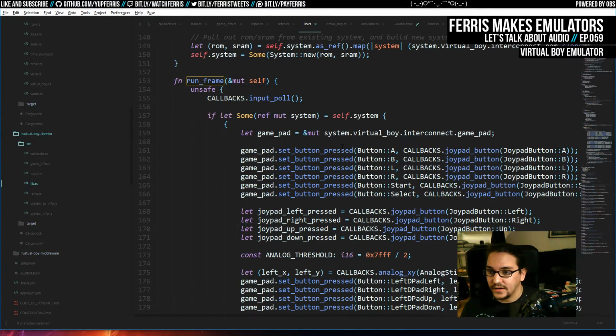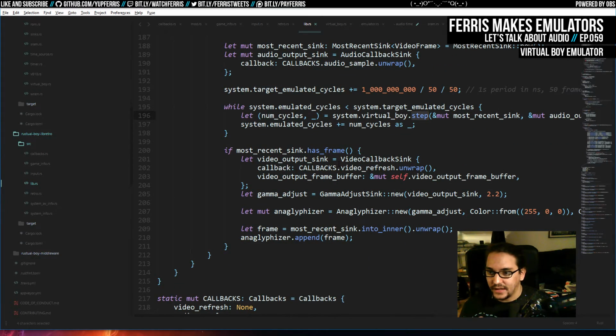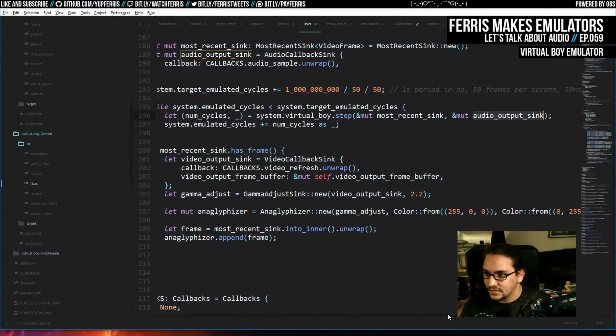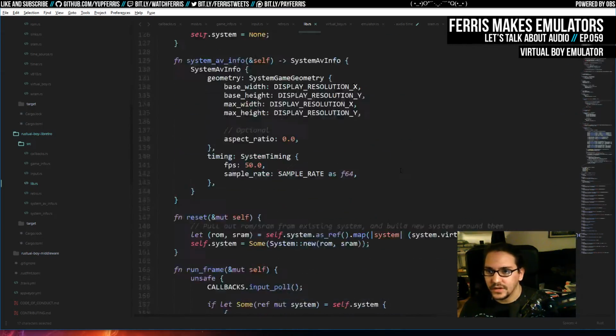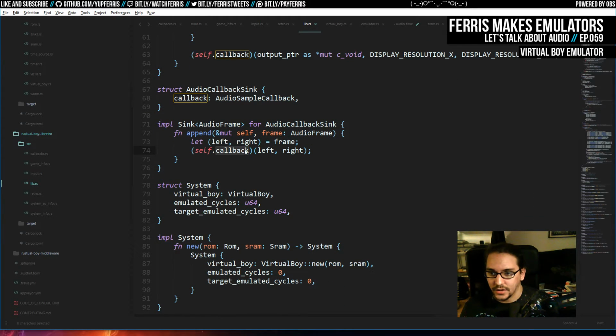If we look at 1 frame, it just expects that we step the emulator for a whole frame. So I do exactly the same thing here, where I've kept track of how many emulated cycles there are and then the target emulated cycles. I just add the amount of cycles that 1 frame takes to this every frame, and then do the exact same thing while system emulated cycles is less than target emulated cycles. And then I step that with these syncs. And then the video stuff still works. We do a different video refresh callback that we call. And then the audio stuff, I think I have audio output sync, which currently calls the appropriate audio callback from the libretro host every sample that actually happens.